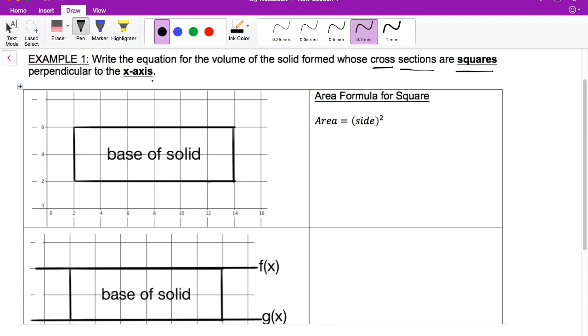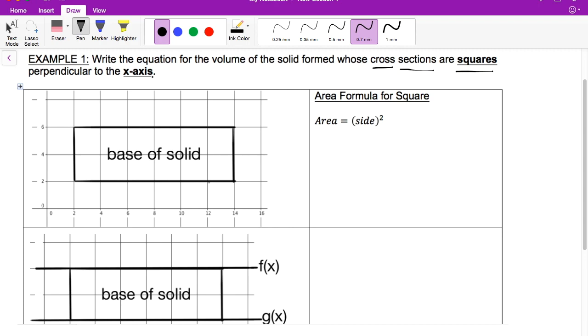You should always be told what the cross section is, and in this case there are squares, and the axis to which it's perpendicular, because it makes a difference if it's the x-axis or y-axis. If it's the x-axis, then you'll be doing it with respect to dx, and you'll be looking to integrate from the smallest x value to the largest x value. And if it was with respect to the y-axis, then you'll use the smallest y value to the greatest y value. So you should always look for the type of cross section and the axis it is perpendicular to.